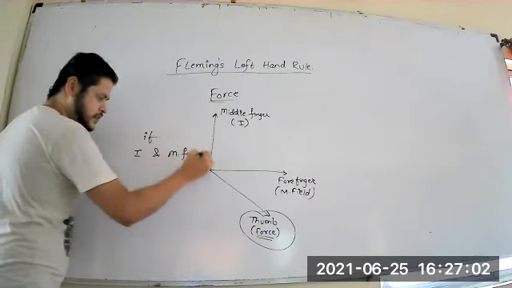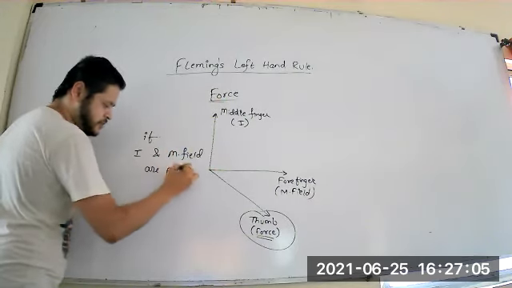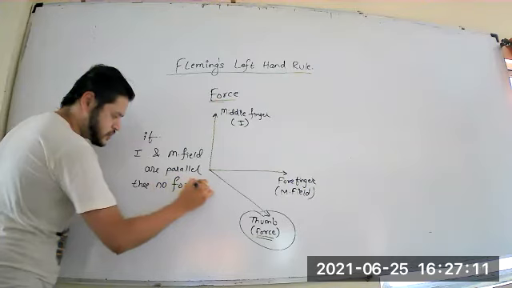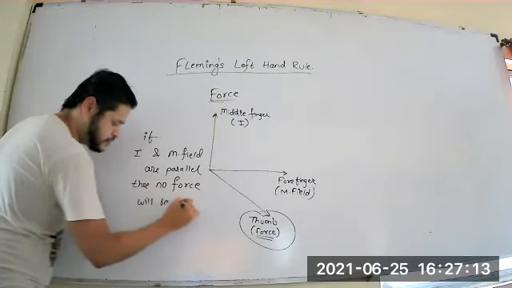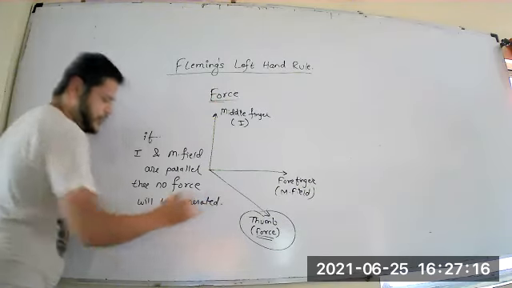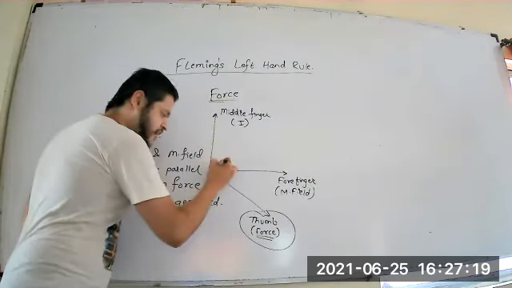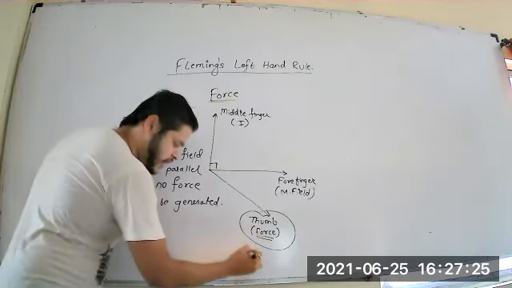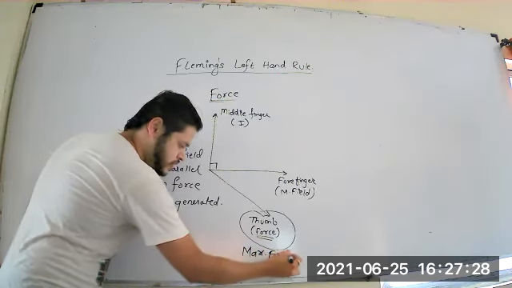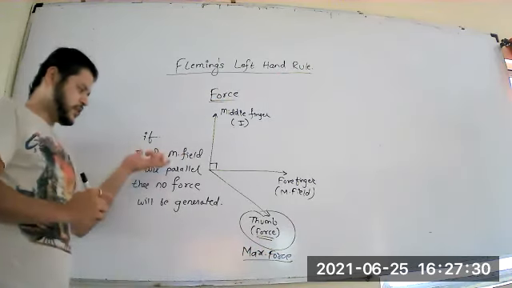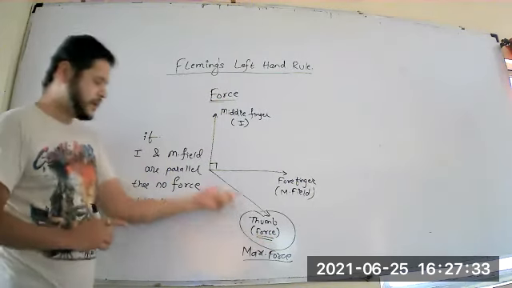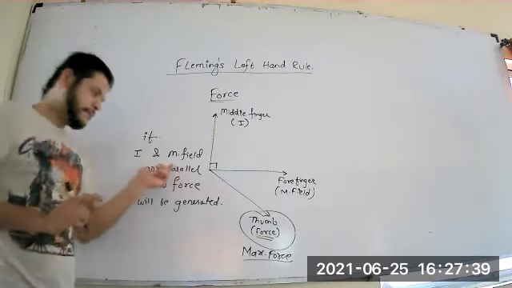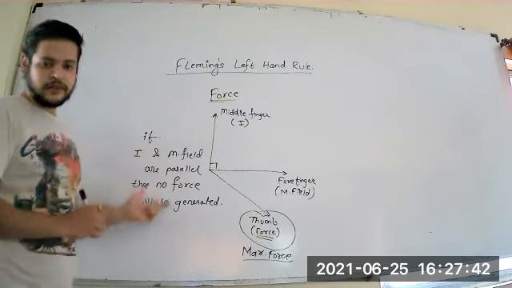And there is one more thing which is not mentioned directly here, but keep this in mind: if the current and magnetic field are parallel, then no force will be generated. Whenever the field and current are perpendicular, or at 90 degrees, it is observed that maximum force is generated. Okay, so this is very important. Force will be generated only when the field and the current are perpendicular. If they are parallel, then there will be no force.